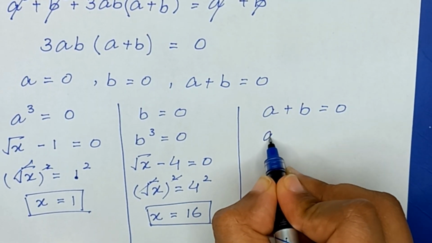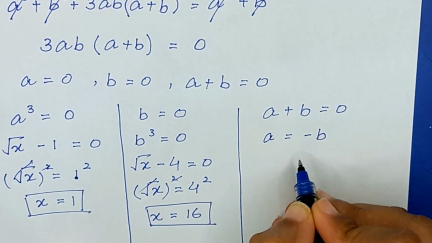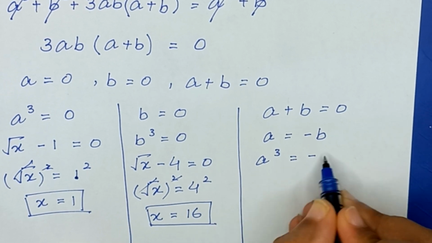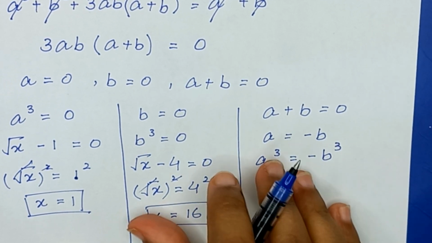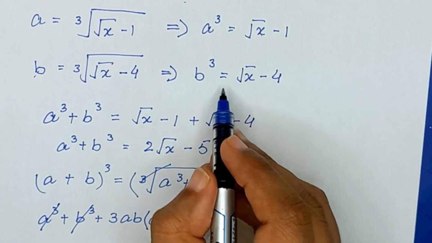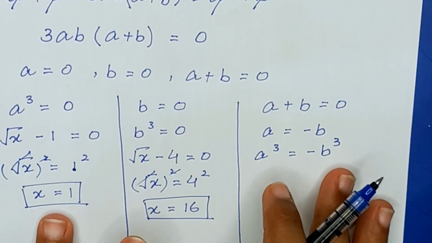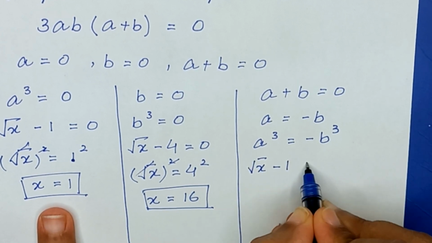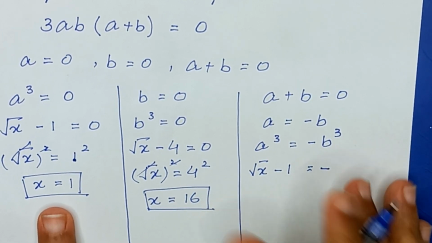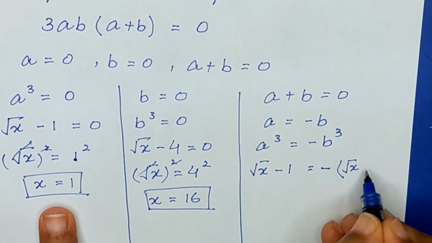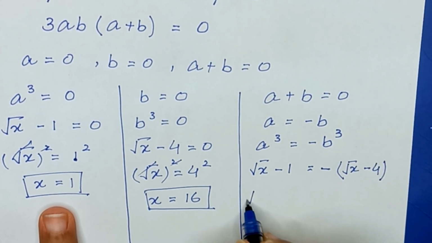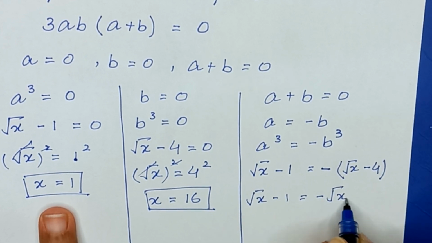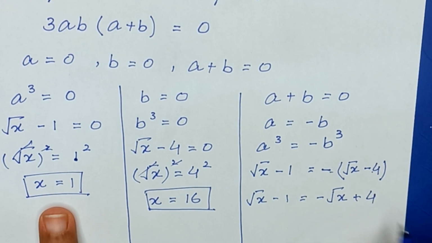So from here we have a is equal to minus b. If we apply cube on both sides, it will become a cube is equal to minus b cube. So a cube is equal to square root of x minus 1 and b cube is equal to square root of x minus 4. We will substitute the values here. Square root of x minus 1 is equal to minus into square root of x minus 4. So it will become square root of x minus 1 is equal to negative into positive will become negative square root of x. Negative into negative will become positive 4.